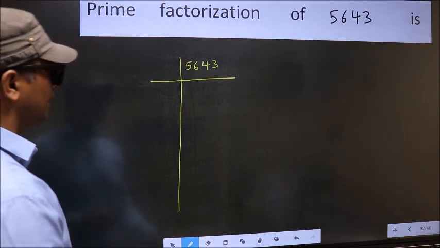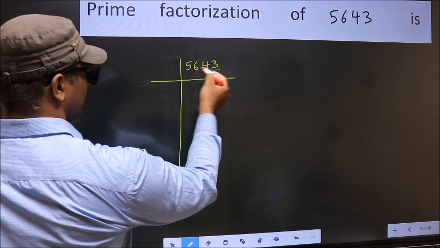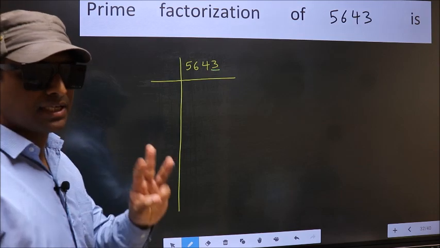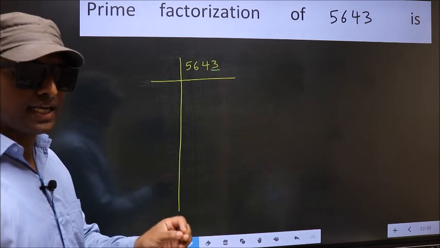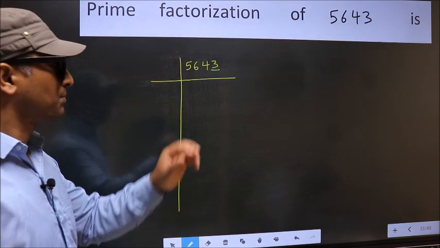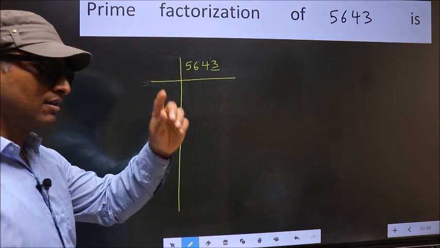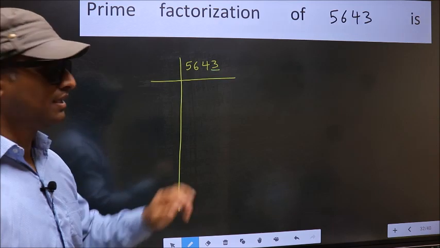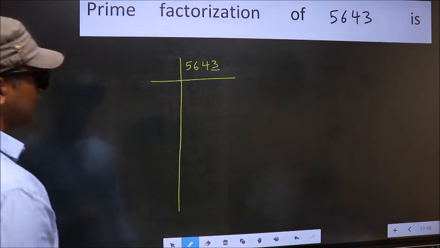Next, in this number, the last digit 3 is not even, so it is not divisible by 2. Next prime number 3. To check divisibility by 3, we should add the digits. What I mean is 5 plus 6 plus 4 plus 3, we get 18, and 18 is divisible by 3. So this number is also divisible by 3. So take 3.